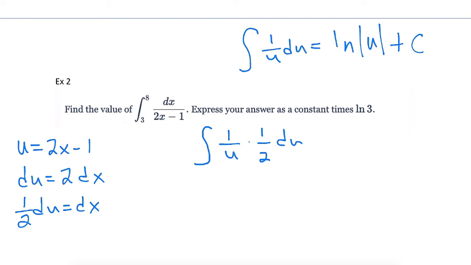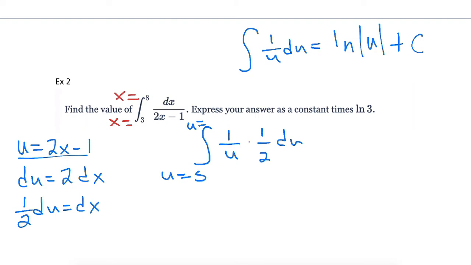Now, one of the things that you need to make sure you understand is that the bounds at the beginning of this problem were x bounds. This was x equals 3 and x equals 8, because that was the variable of integration. But now we're dealing with a new one, u. We don't normally label these, but know that those bounds should represent this variable u.